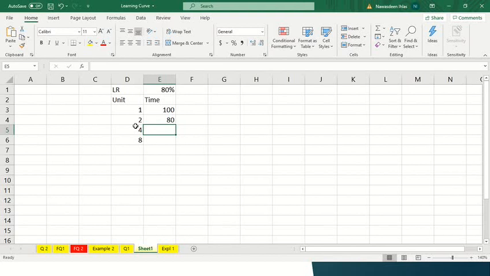So here 1, then 2, 4, 8, which means our output is getting doubled, which means we can apply the tabular approach. Here in tabular approach we are saying there are two assumptions: the learning rate should be constant percentage and our output should get doubled.